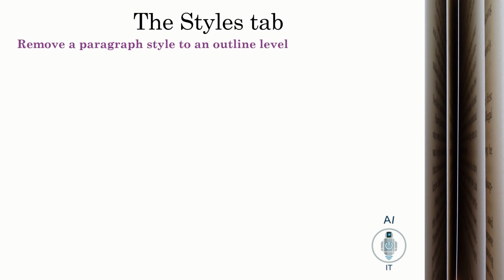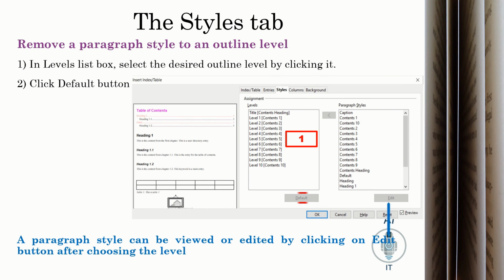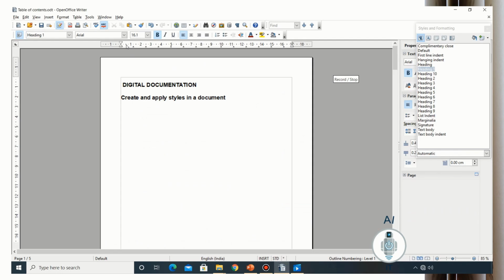Now to set it back to default level or to remove it, you need to select the desired outline level by clicking on it and then click on the default button. Or you can also edit it. But we need to check in OpenOffice Writer 4.1.7 whether this option works. So let us see a demonstration of this.